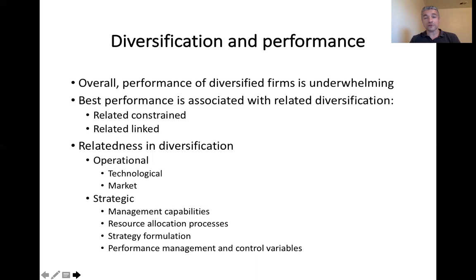So if you consider unrelated diversification, the so-called conglomerates, that is a bad idea. That is something you definitely do not want to do. There's enough evidence there that says you shouldn't consider it. So this relatedness that you want to pay attention to, it comes in two forms. One is operational, the other one is strategic.